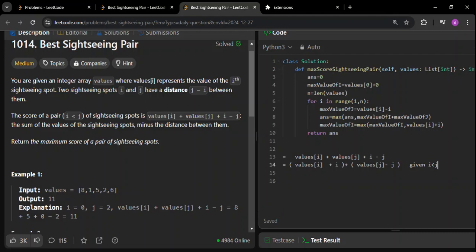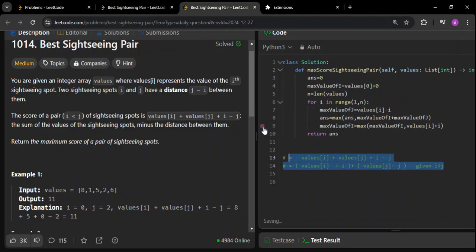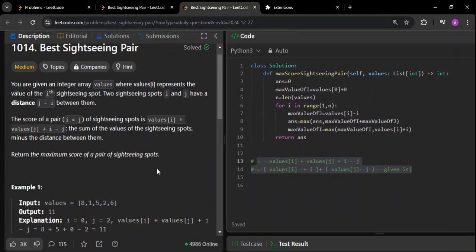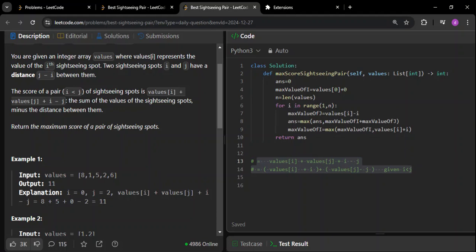Now, what do we have to do? I will just show you the solution now. The solution I'm going to show is going to be an O of n approach, not O of n square. First of all, this is the term which I'm calling max value of i, and this is the term I'm calling max value of j, because they are dependent on j. Just for a namesake, I'm giving it this name.